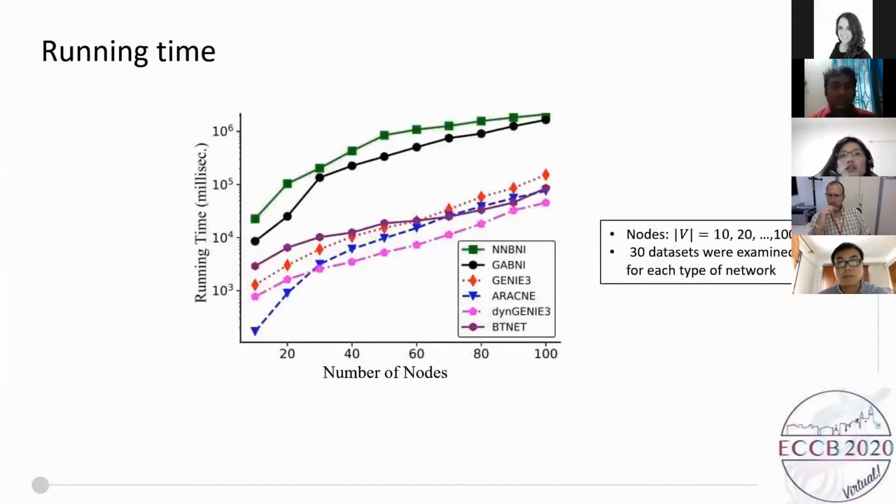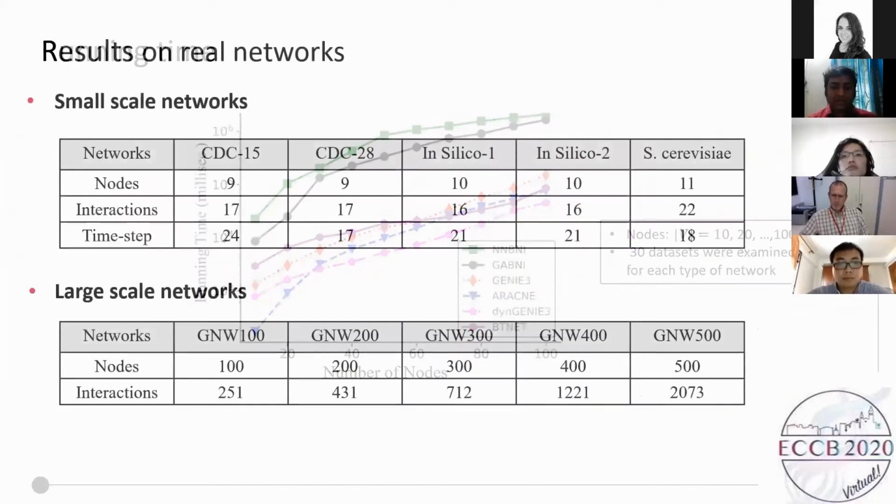We also computed the running time for all the methods. Our method was the slowest because of the genetic search, whereas the other methods are faster. However, our accuracy is better than the other methods.